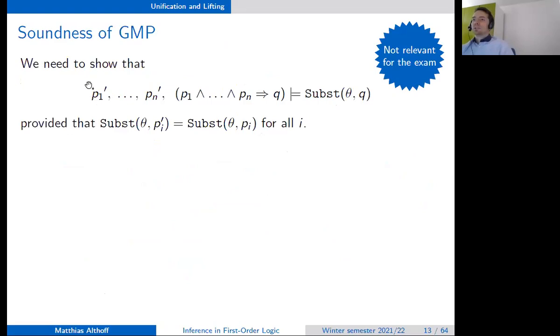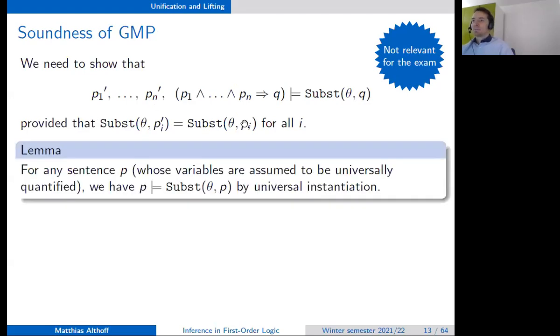So what we wanted to show is that if we have P1 prime up to Pn prime given, and this implication here, then we can use the substitution. We can entail that after using the substitution theta, we can entail Q. Of course, this can only be done if we can find a substitution such that the Pi primes match with the Pi's.